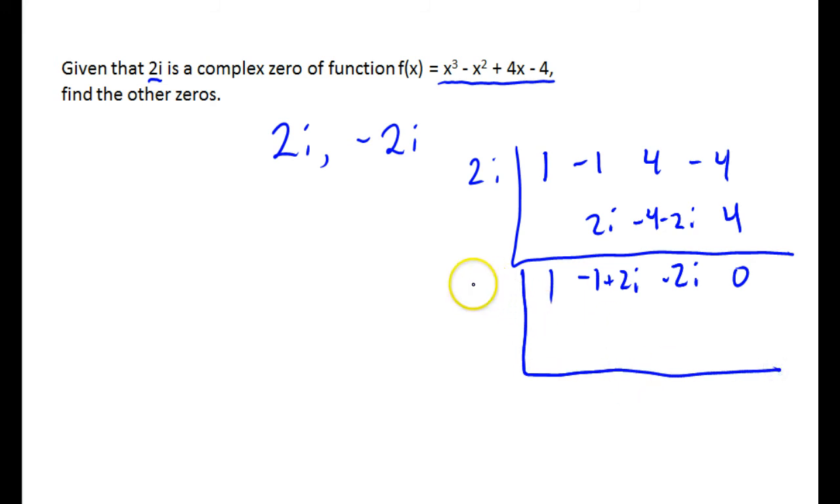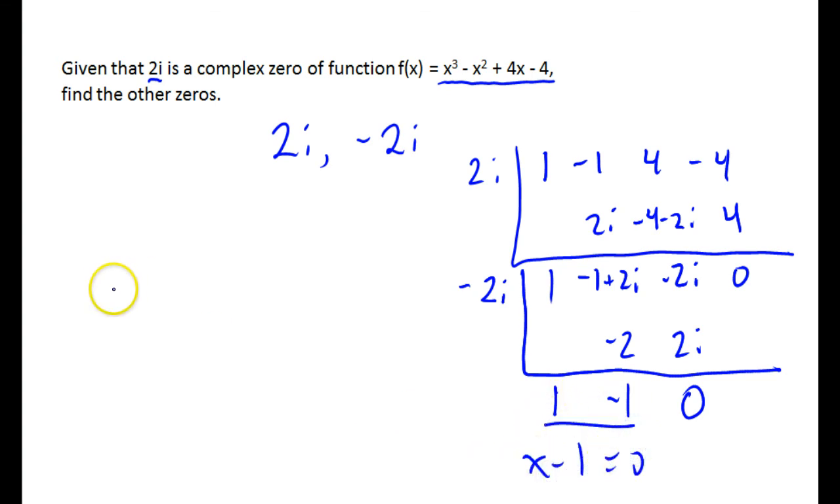Now let's try our other conjugate zero. Bring down the 1. Negative 2i added to 1 plus 2i gives me negative 1 plus... negative 2i times negative 1 is positive 2i, which gives us 0. So here's our final factor, x minus 1. That means that x equals 1 and plus or minus 2i.